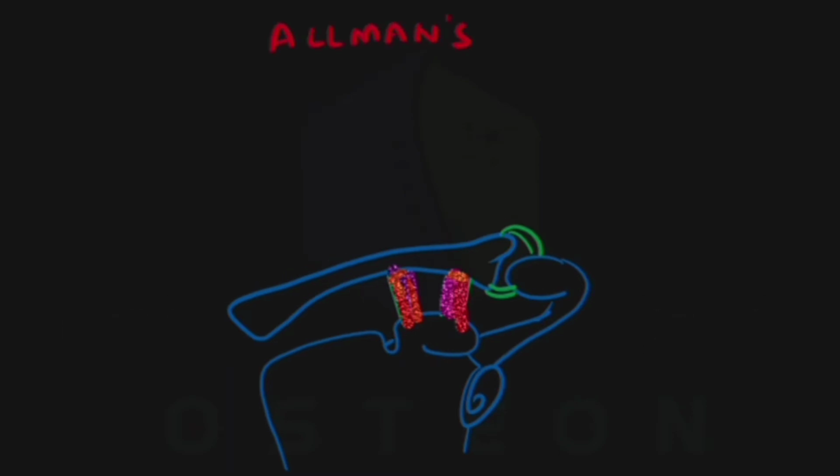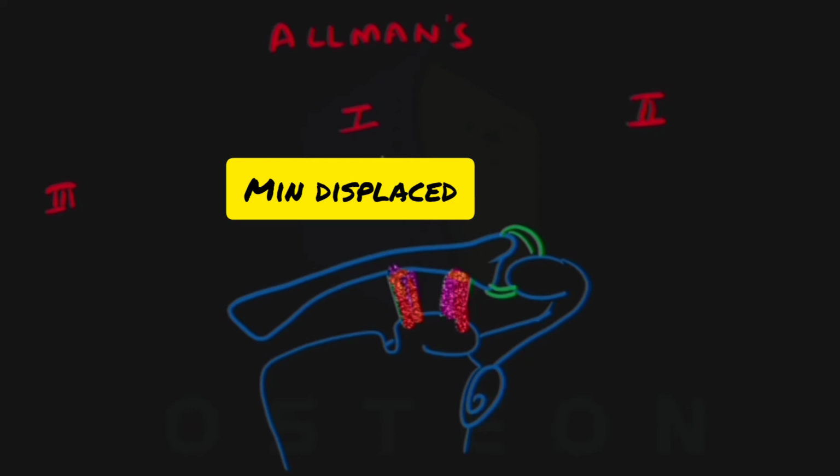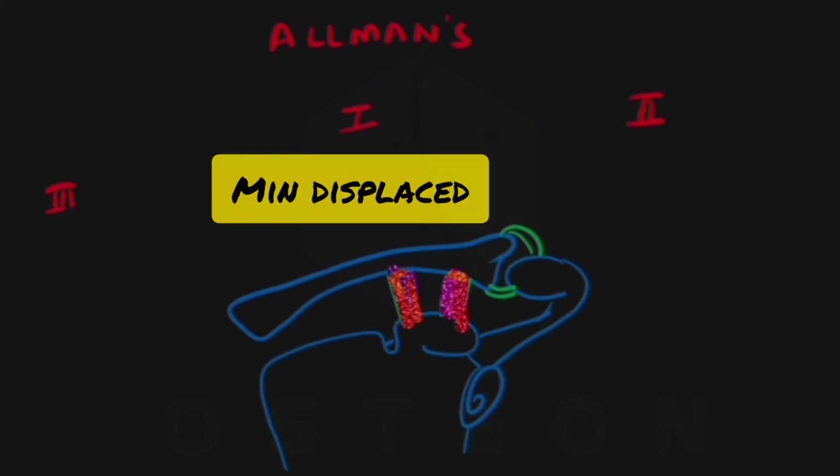Let us look at Allman's classification. Group 1 affects the middle part of the clavicle. Group 2 affects the distalmost part of the clavicle, whereas Group 3 involves the proximal part of the clavicle. In Group 1 fractures, which is the middle part of the clavicle, both proximal and distal ends are secured, and so these fractures tend to be minimally displaced and can be treated conservatively.